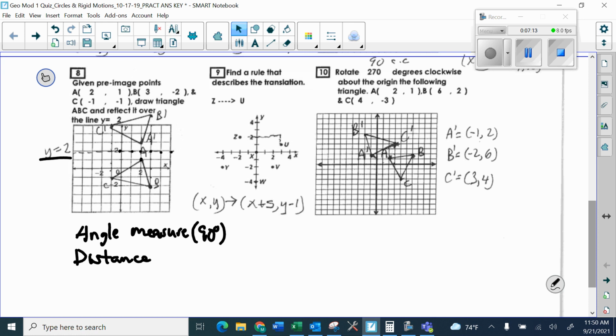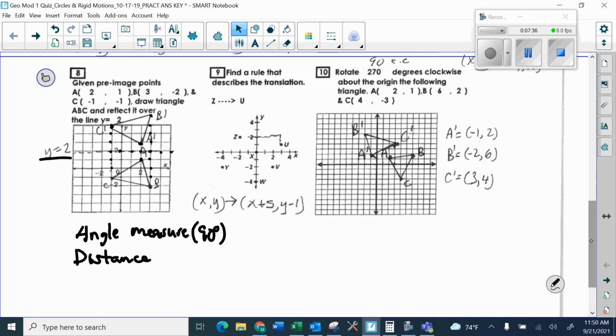I have that one. That's 1 away from y equals 2. So I go 1 up, and there's A prime. I count here: 1, 2, 3, 4. So I go up 1, 2, 3, 4. Here I have 1, 2, 3. So I go up 1, 2, 3. And then reconnect them and put their corresponding labels: A prime, B to B prime, C to C prime. You cannot leave off your primes. You've got to remember your primes.